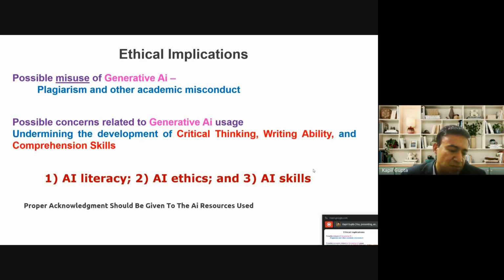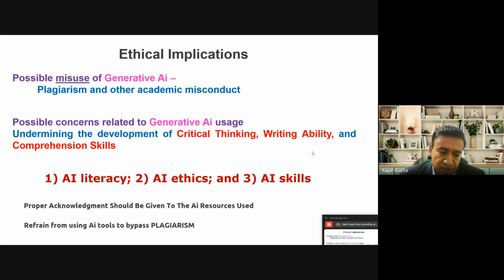And it comes from a sense of moral responsibility, number one thing. So proper acknowledgement should be given to the AI resources you can use. But let's say you're not getting an idea to generate a picture for your project proposal, so you can use the designer or this type of generative AI tool, and then you can acknowledge, you can give the information for the source.